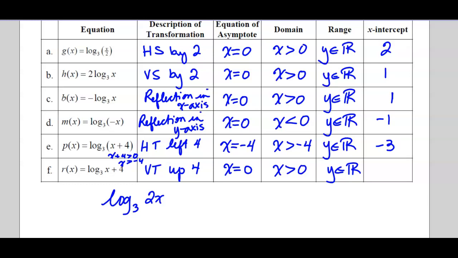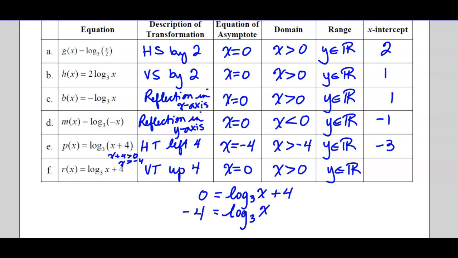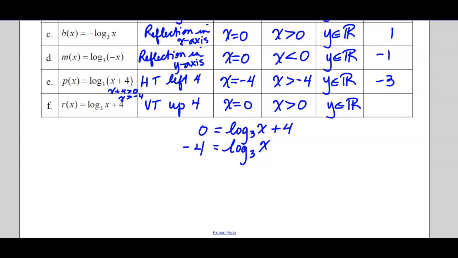So based on this, for an x-intercept, we know that y has to be 0. So we substitute it in. We want to isolate x, so I'm going to bring over 4. Okay, and then it's a question like we were doing yesterday. We want to find the value of x. So I do my swoop, and x is going to equal 3 to the negative 4, which is 1 over 81.